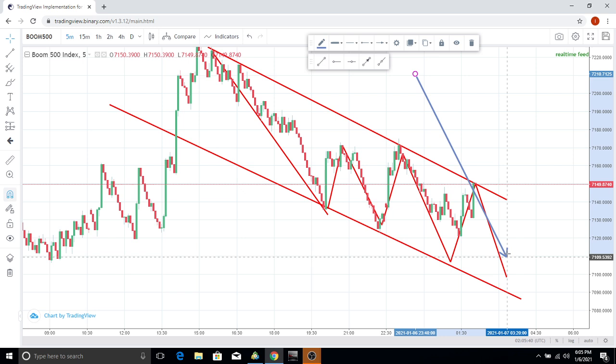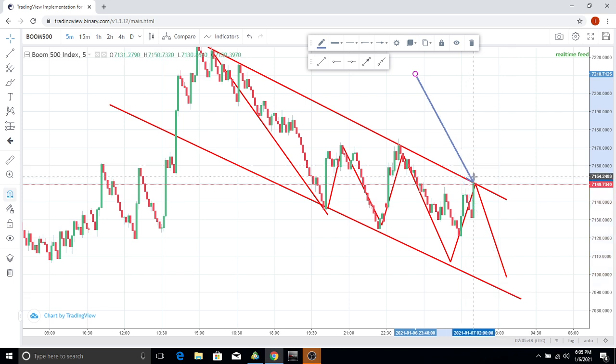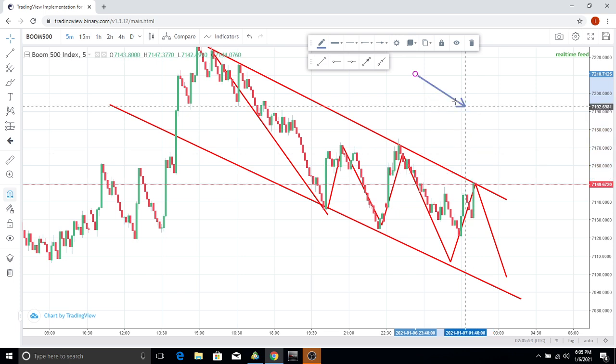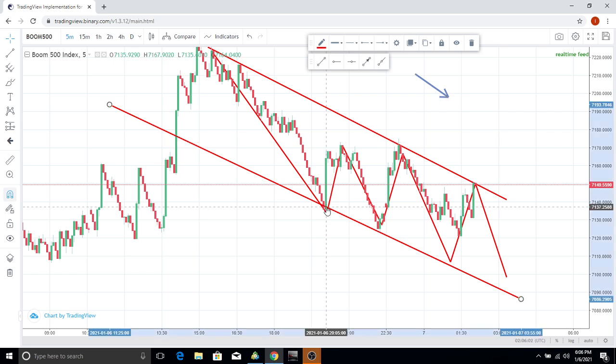We should see another move from here down to this point, except if by any means the market breaks out from here. If it breaks out of this place, then we'll have something of this nature. Remember, we have our demand zones available right here for us.